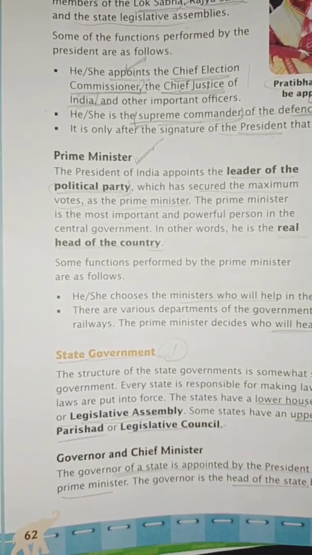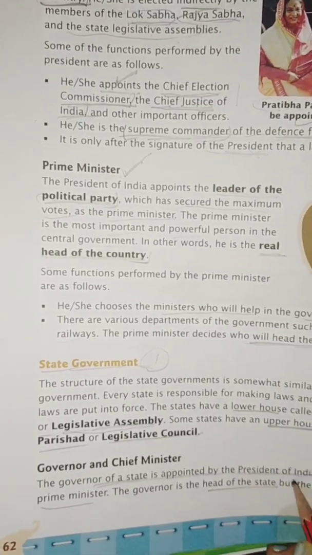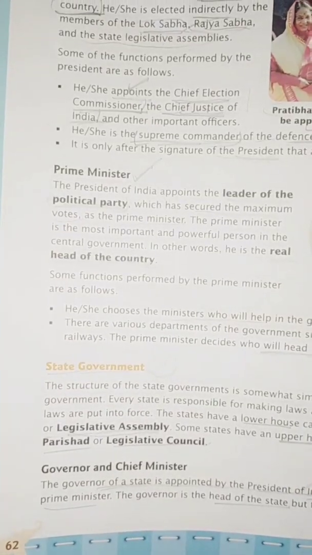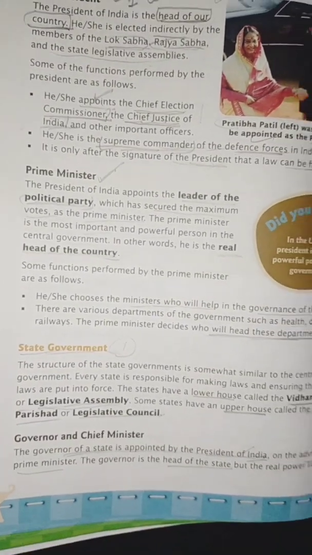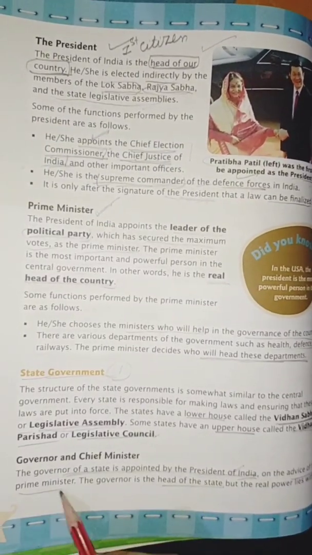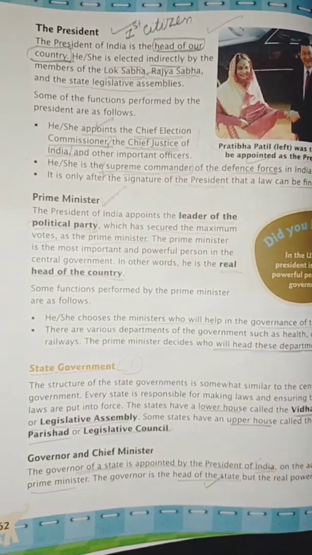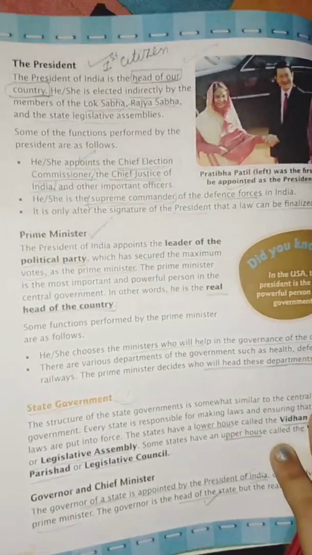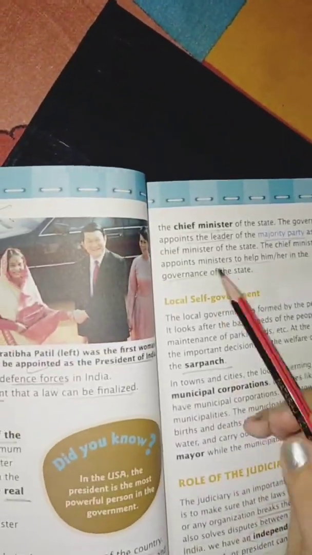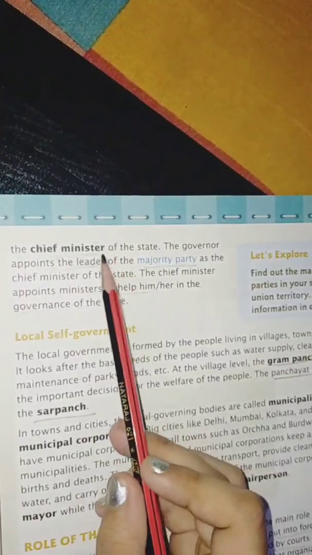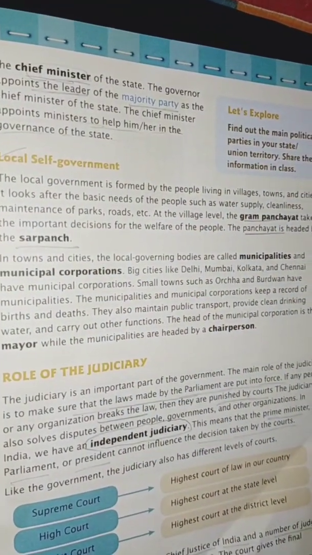And if we talk about the governor and the chief minister, the governor of the state is appointed by the President of India. Who appoints the governor? The President of India appoints the governor, but on the advice of the prime minister. Okay, so who is the governor? The governor is considered the head of the state. Head of state is the governor and head of the country is the president, but the actual power is in the hands of the chief minister.